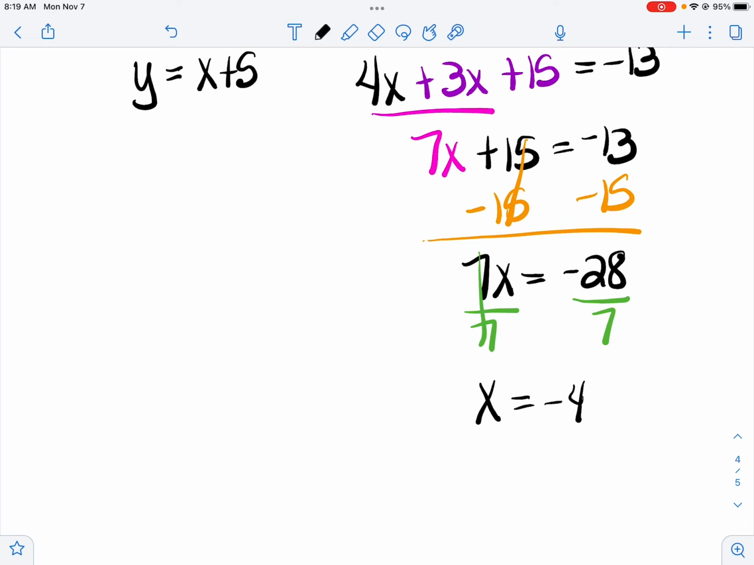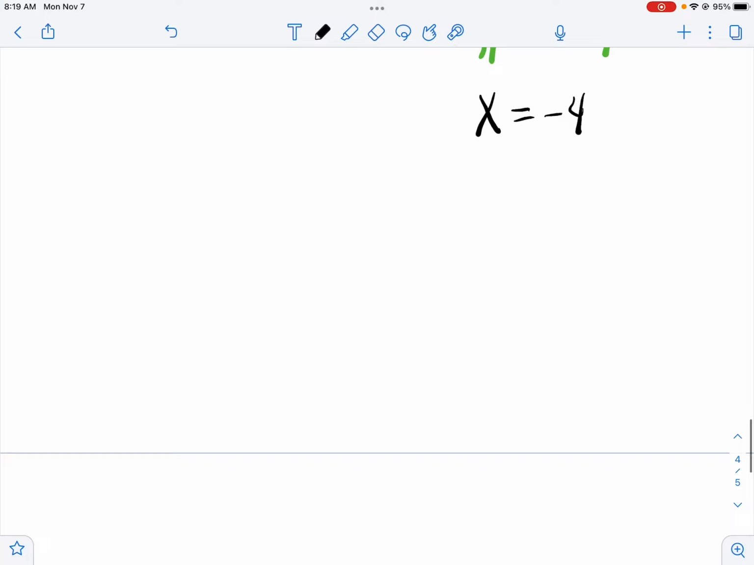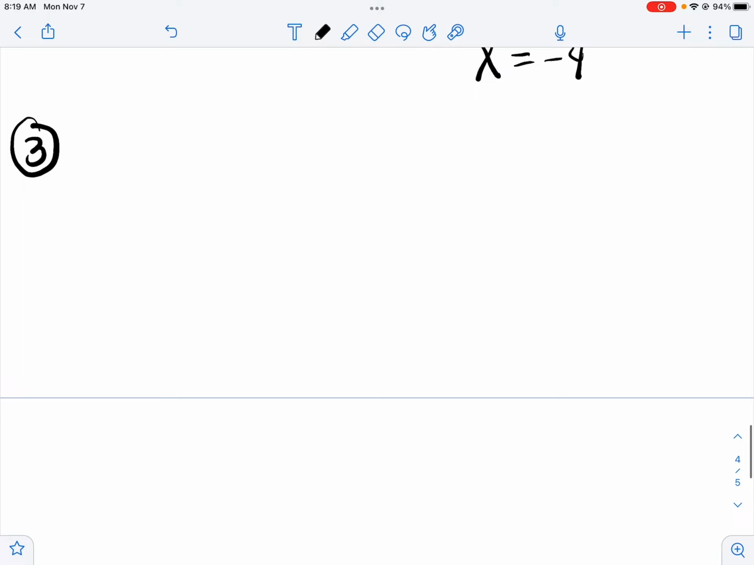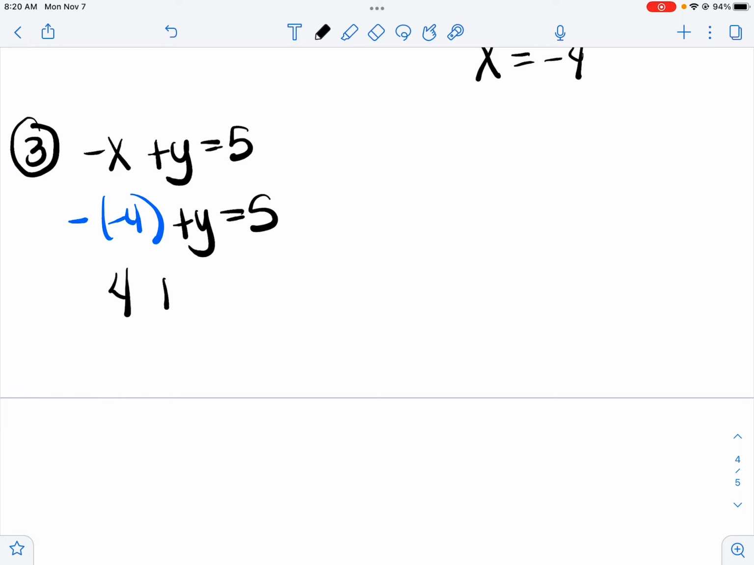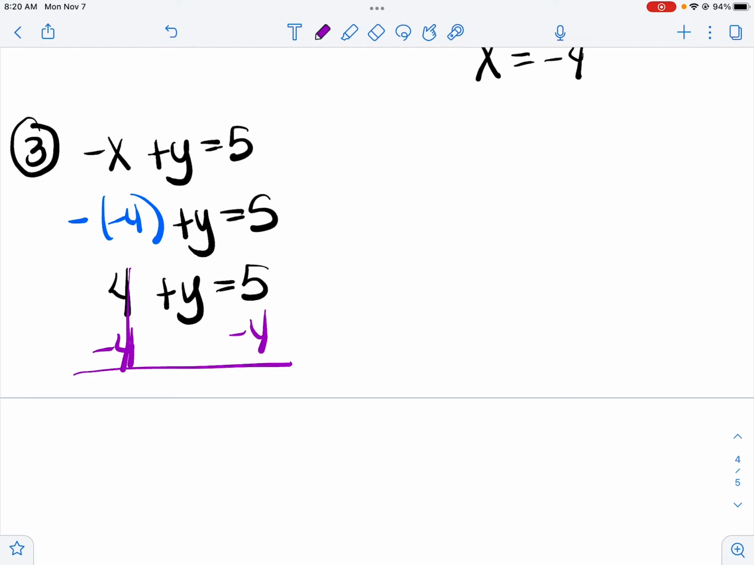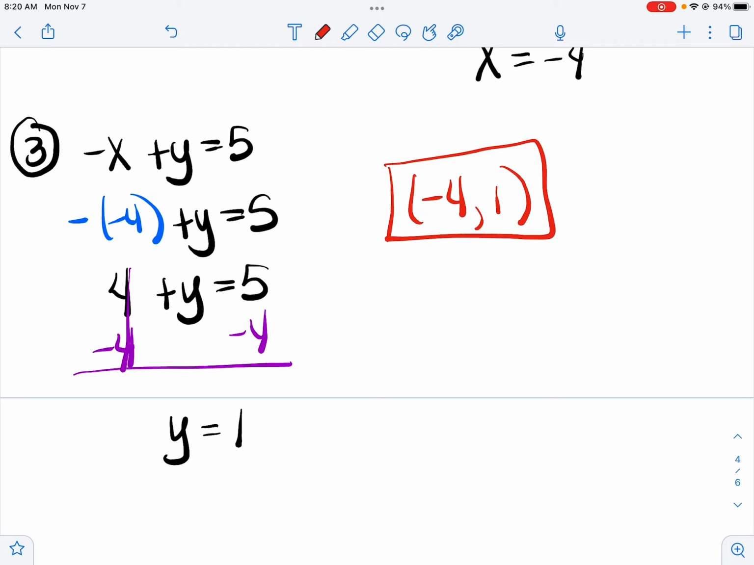When we're solving a system of equations, we're going to have an ordered pair, so we'll have an x-coordinate and a y-coordinate. Now that I've found x, I need to find y. I'm going to go back to my original equation, and I can use either one of my two original equations. I'm going to choose the second one, and plug in -4 for x. A negative and a negative makes a positive. Subtract the 4 from both sides, and we get that y is 1. The answer should always be written as an ordered pair, and the x comes first. And so our ordered pair here would be the point -4, 1.